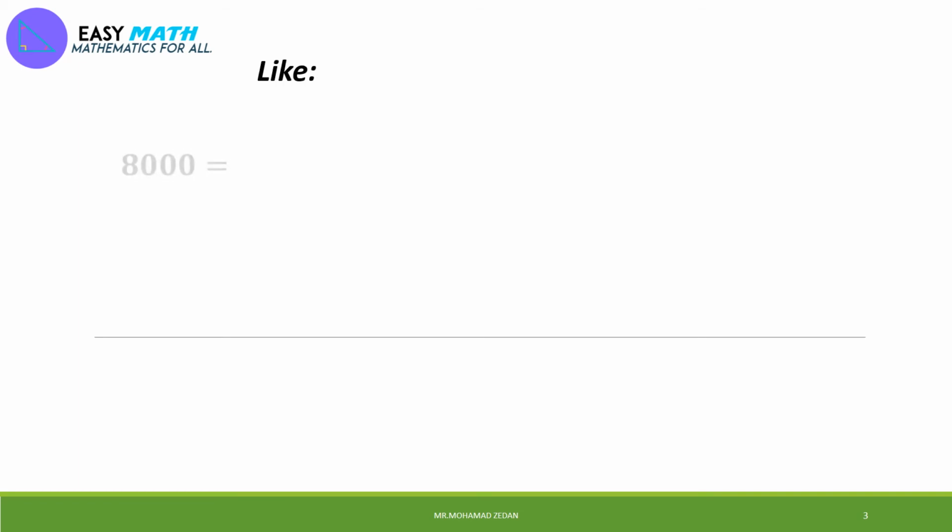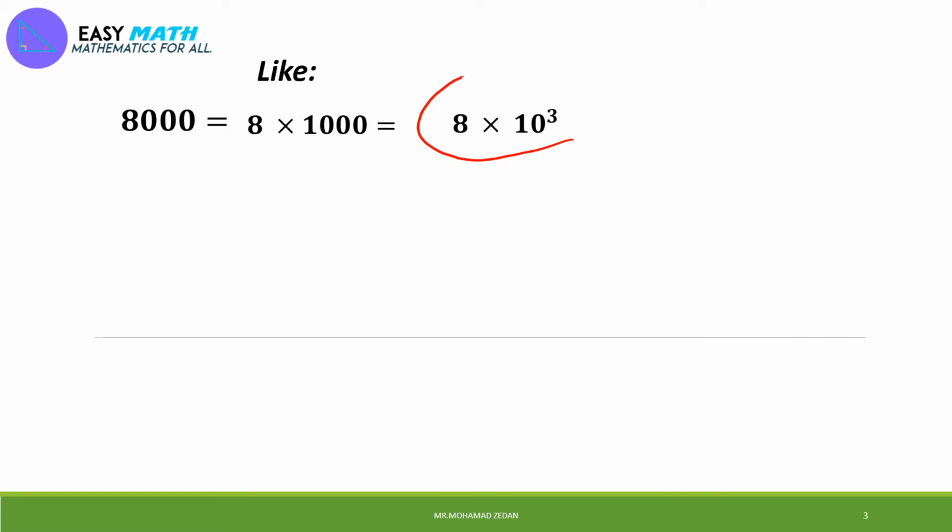Like 8,000. You know 8,000 is 8 times 1,000, yes? Good. And 1,000 is 10 cubed. I can write it as 8 times 10 to the power 3. This is a scientific way, scientific notation. Easy, yes? Okay.